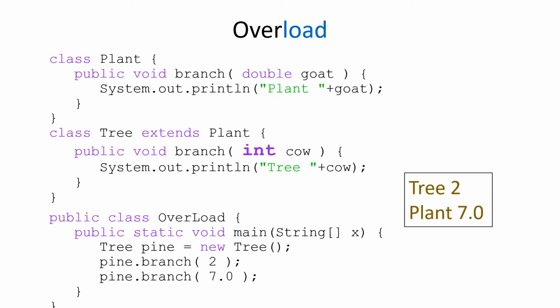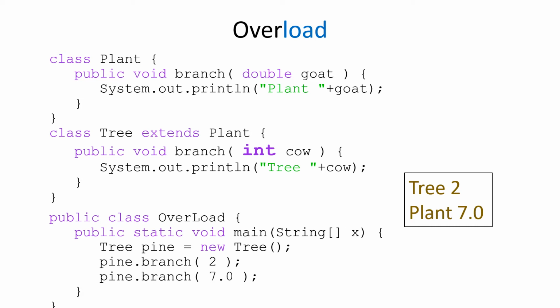In this example, again, we have the plant class with the branch method, and the tree, which extends plant, with the branch method. But now the tree method has an int parameter instead of a double. So the parent class has a double and the child class has an int.